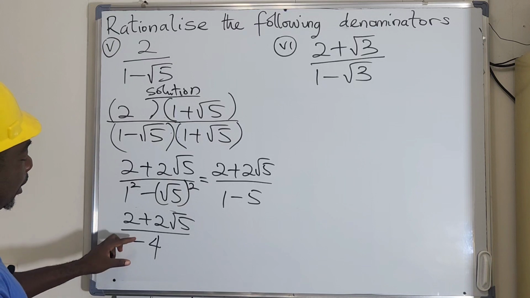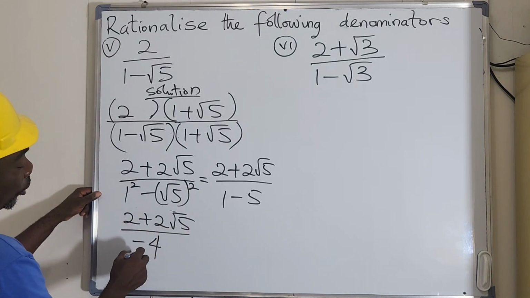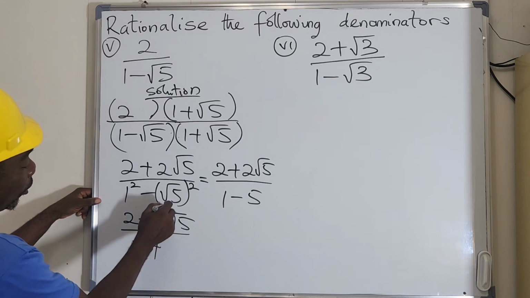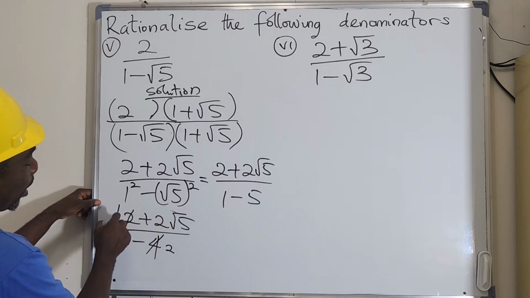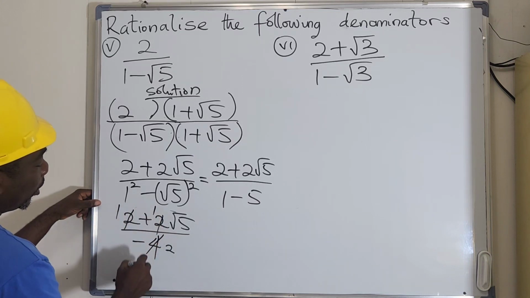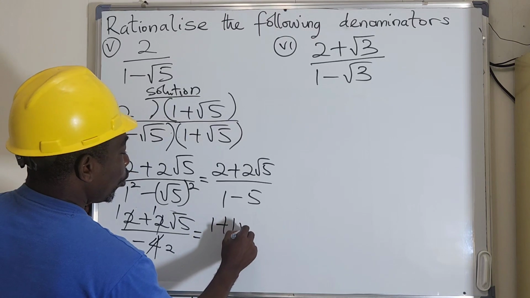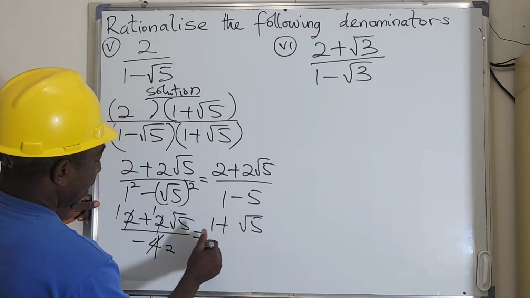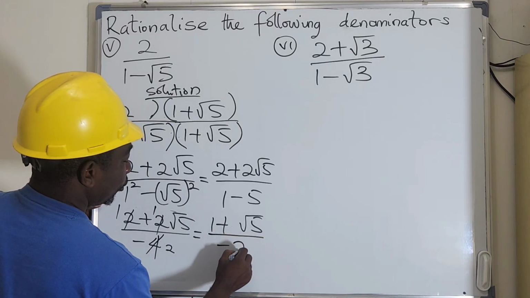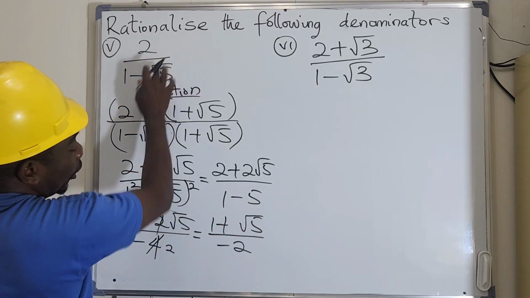So in this case, we can divide all this by 2. Just by dividing all through by 2, we have 2 divided by 2 is 1, 2 divided by 2 is 1, and 4 divided by 2 is 2. So this will become 1 plus 1 root 5. This 1 will not be there. That's why I put 1 all over minus 2. So in this case, this is what we have for the solution of this.